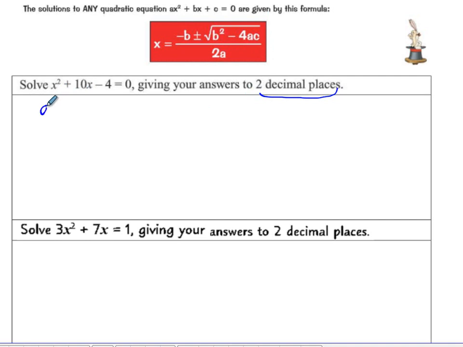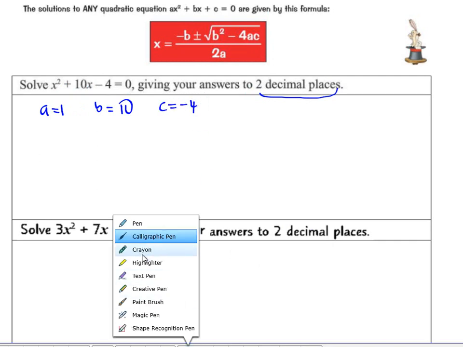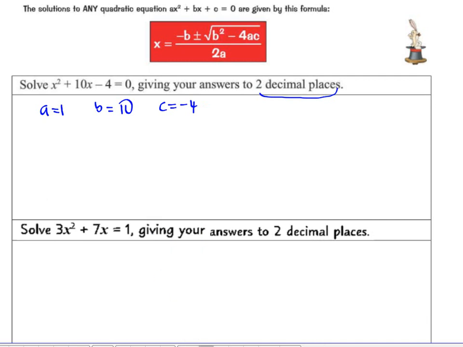Now, looking at this, A is equal to 1, B is equal to 10, and you also know that C is equal to minus 4. That's quite easy. You can recognize this just from the question. So it's 1 there, it's just positive 10 there, it's minus 4 there. And then you just substitute this into the equation.